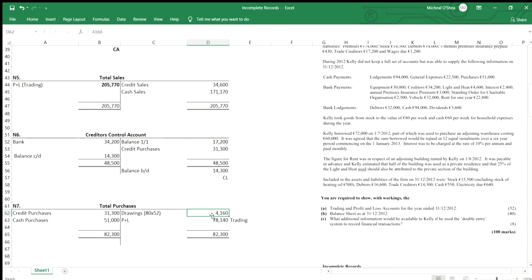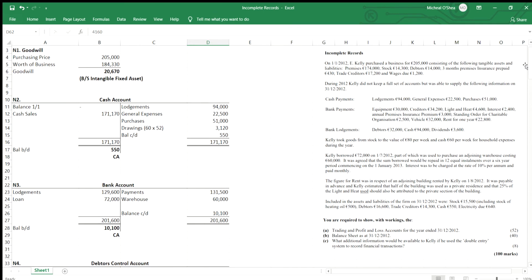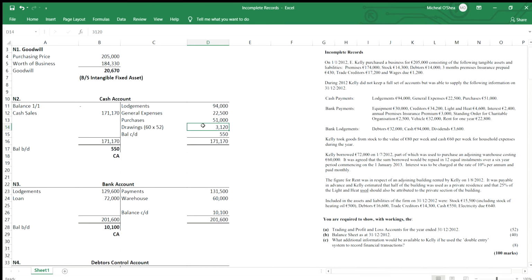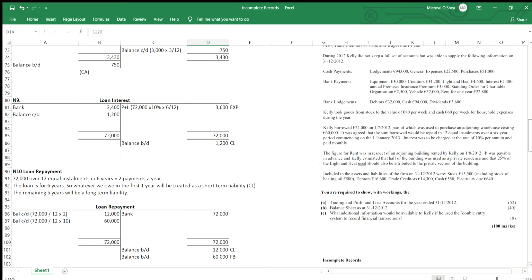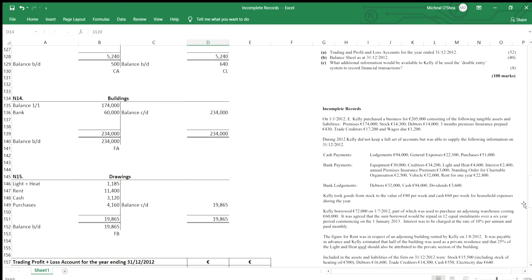This is my purchases one. Remember, it's to do with stock that we took out, and my cash one up here is this guy, 3,120. So all of those figures added together, and you throw them up here, adds up to just short of 20k. And obviously that's my balance carried down, and therefore brought down here as my balance brought down. It's to go to finance by.